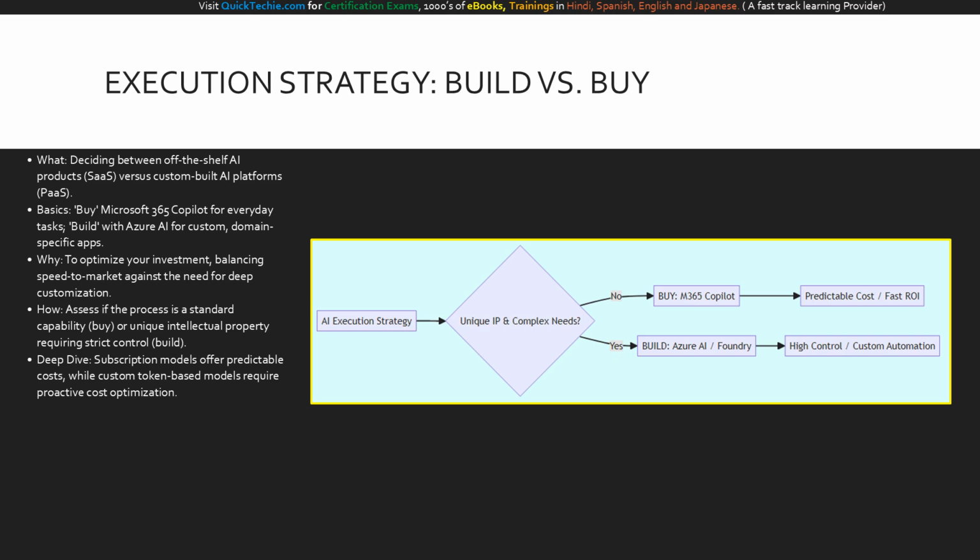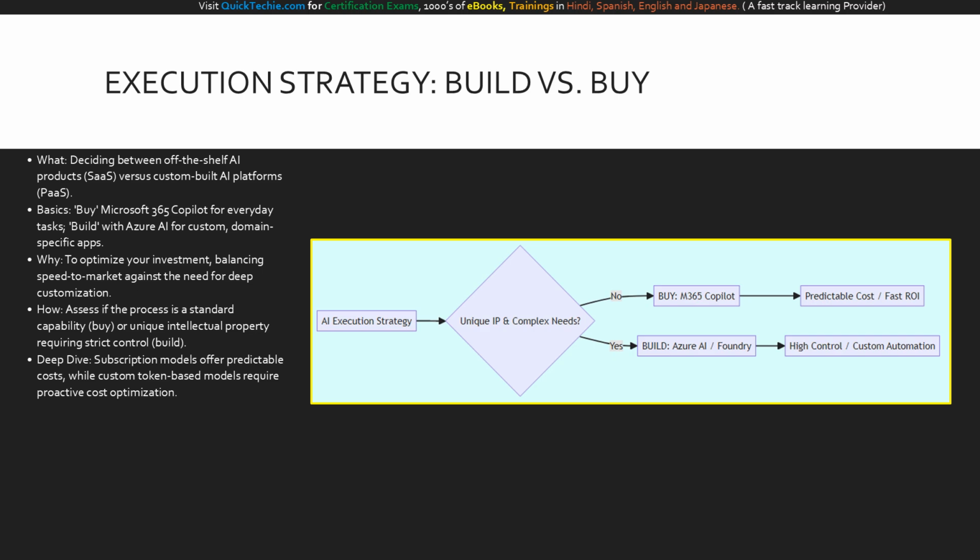It is a simple but powerful fork in the road. You start with your AI execution strategy. Ask the question, does this use case involve unique intellectual property, highly specialized domain knowledge, or complex integrations? If the answer is no, if it's a standard business productivity issue, take the top path, buy. You deploy Microsoft 365 Copilot. This leads directly to predictable costs and fast ROI.